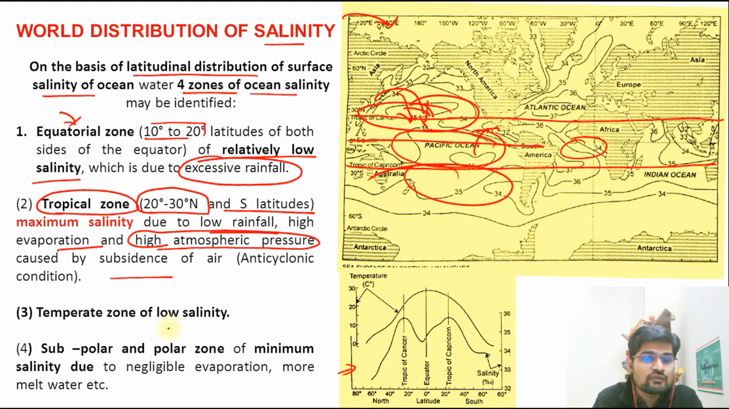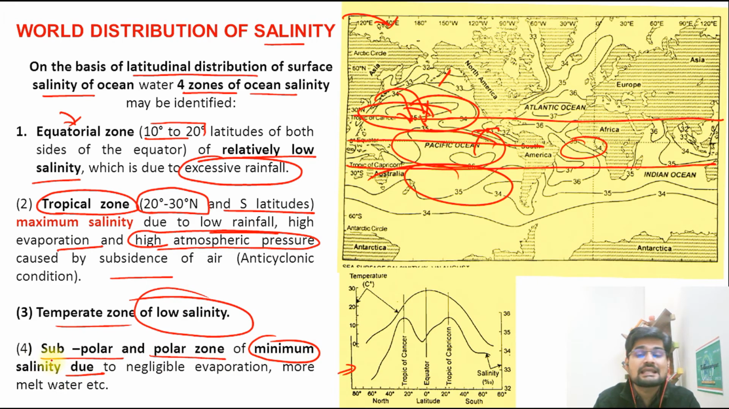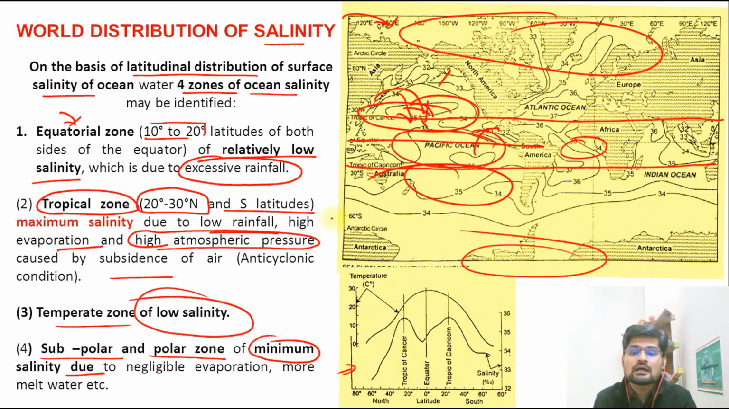Apart from this, if you go further into the temperate zone, again it is the zone of low salinity, right? That is important to remember. Then the subpolar and polar zone is the area of minimum salinity. Remember, the subpolar and polar areas across the world are the minimum salinity areas. Why? Because lots of melting happens and fresh water is being poured into the ocean. So that's where the salinity values go down.